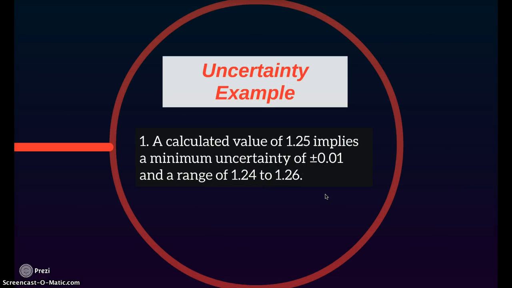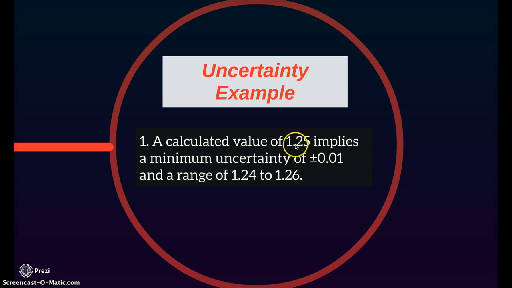An example of that is if I get a calculated value of 1.25 in a lab or experiment, it implies that I have a minimum uncertainty of plus or minus 0.01. However, this is a minimum, and it could be a bigger uncertainty. But the range of what your actual numbers could be is 1.24 to 1.26.